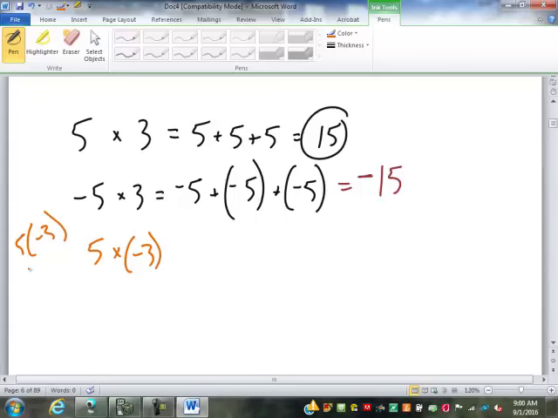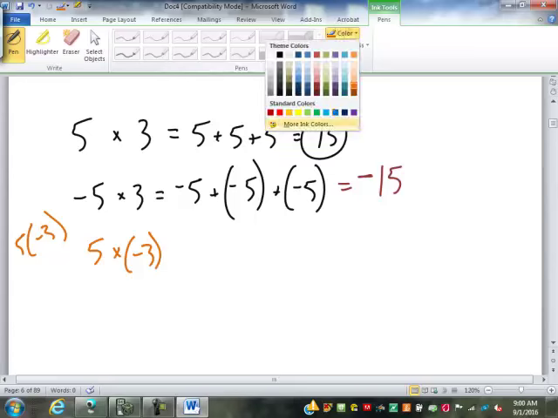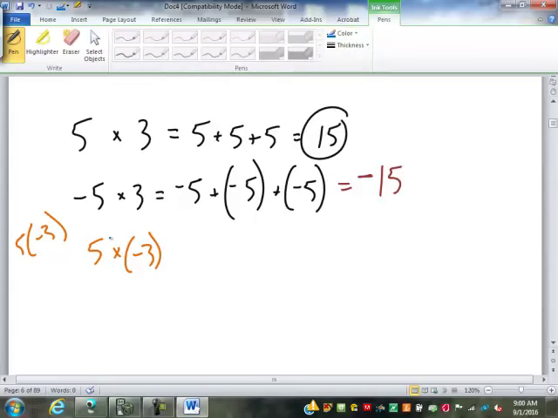5 times a negative 3. Well, how can I take negative 3 fives and add them together? I can't, can I? I can't add 5 to itself negative 3 times. So what we do is we use the fact that when we multiply, just like when we add, we can change the order of the numbers.